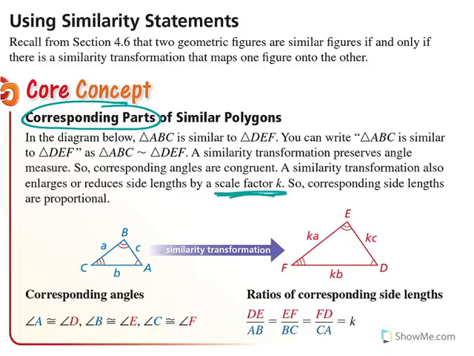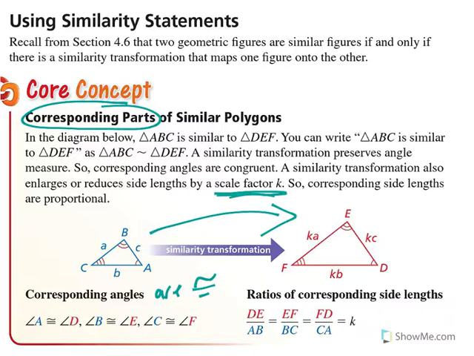And so when I go from this first triangle ABC to triangle DEF, each side length, so the side length originally of A, is multiplied by K to get KA. And it would give you a new side length. The angles in a shape, and of course in a similar polygon, are always going to be congruent. And so that's what it shows down here. Corresponding angles, they are congruent.